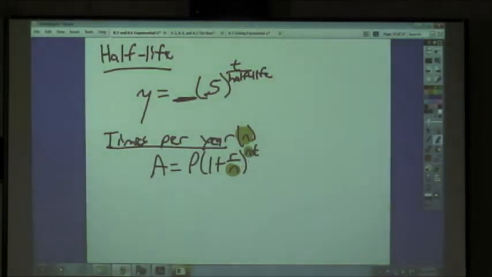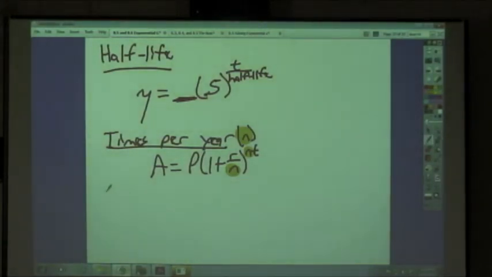So basically kind of the same idea as half-life. You've got something else happening with the t, and also on this one something else happening with the rate, because they're splitting that percentage up over the year, but they're also giving you that percentage more times a year.